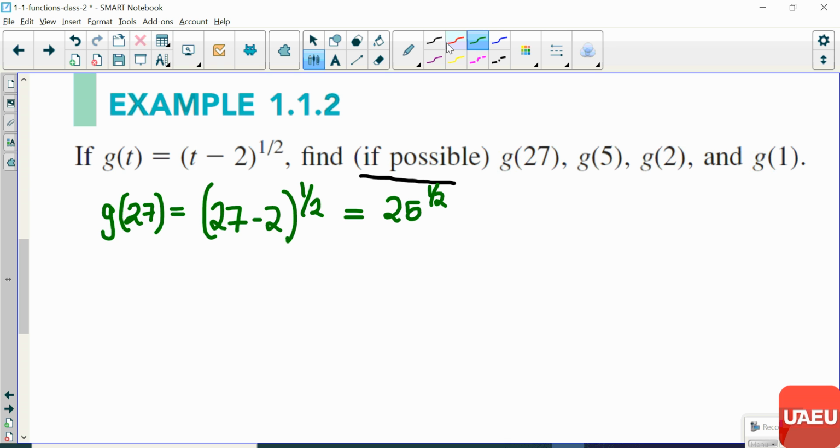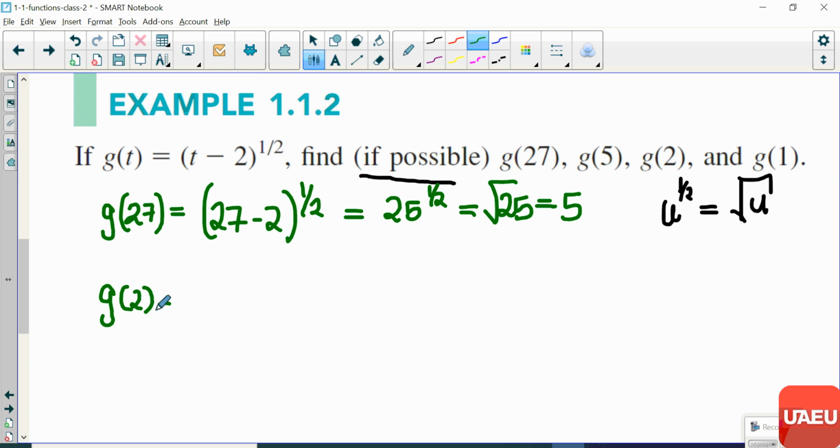It might be useful for you to know that when we have u to the power of a half, this actually means the exact same thing as the square root of u, right? And I'm familiar with the square root of 25, and I'm pretty sure you are too. And this is going to give us square root of 25, and that is going to be just 5. Okay, I'm going to rush ahead to the last part, which is g of 1, because it has a particular reason. I'll start with g of 2 first. G of 2 means that we replace 2 in the place for the t. So it's 2 minus 2 to the power of a half, and that is going to be 0 to the power of half. And we all know that this is going to be 0.